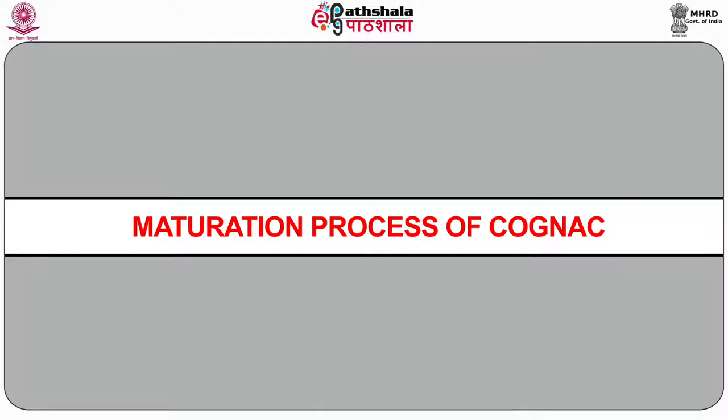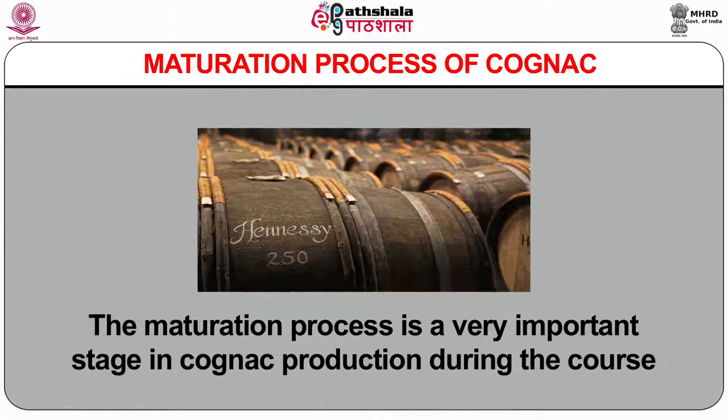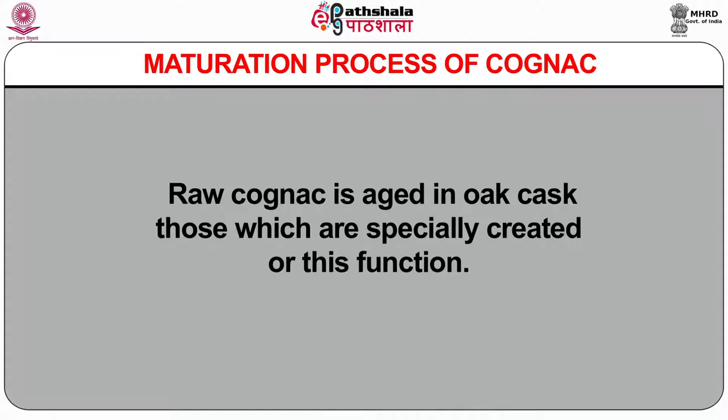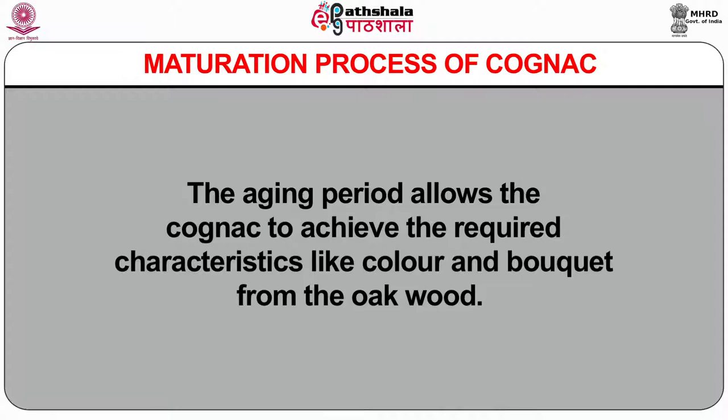The next step in the process is the maturation process of cognac. The maturation process is a very important stage in cognac production. During this course, raw cognac is aged in oak casks, which are specially created for this function. The aging period allows the cognac to achieve the required characteristics like color and bouquet from the oak wood. The time period for maturation in wood differs in different cognacs, but a minimum of 1.5 years is essential. Some are aged for a period of 2 to 4 years, while a number of cognacs are aged for much longer.